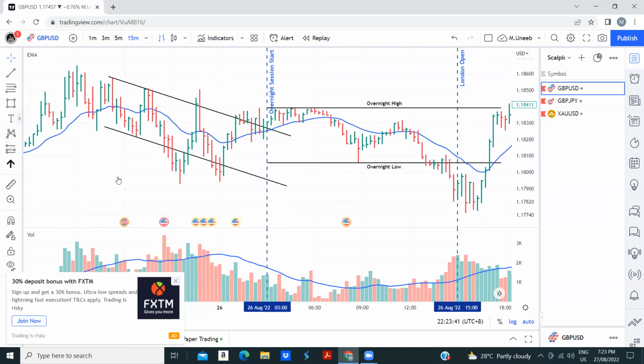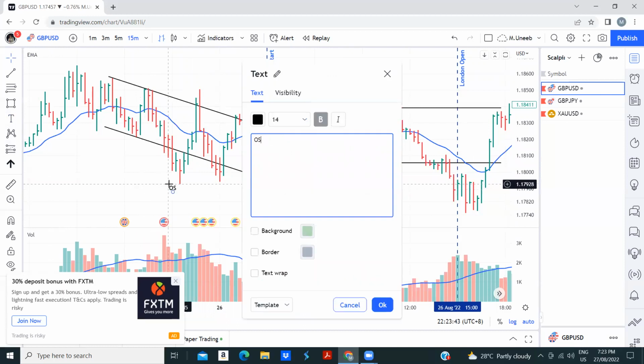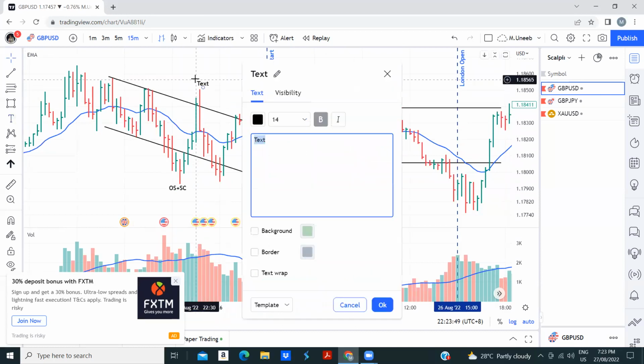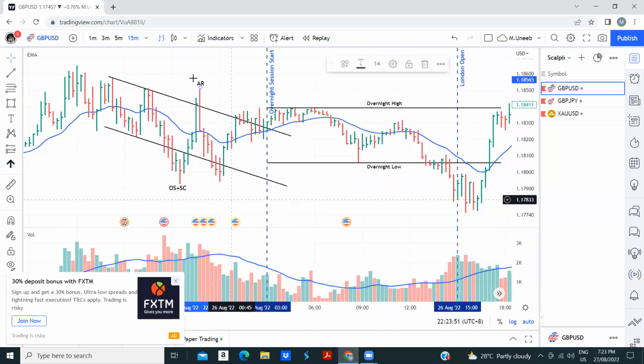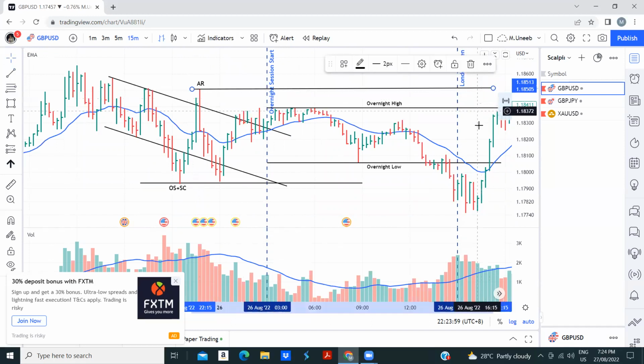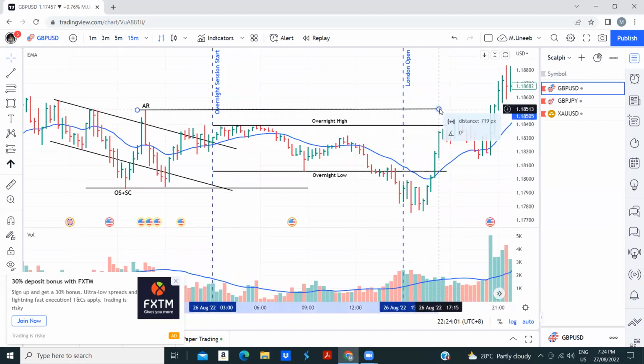Oversold. If this is oversold here, plus selling climax. This is what you did, right? Yeah. And this one should be AR, right? Yeah, correct. Okay, so you draw the range here, from here to here, from here, riding all the way back up.